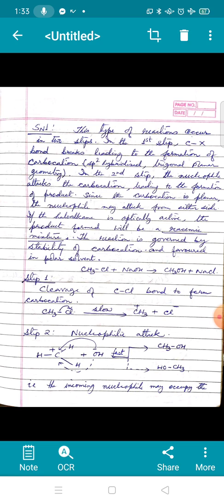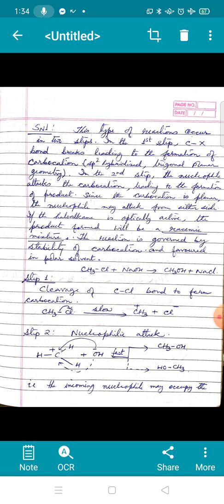Now, if your compound is optically active, then you will be getting a racemic mixture. The reaction is governed by stability of the carbocation, and the reaction is favored in a polar solvent such as water. So how does the reaction occur?